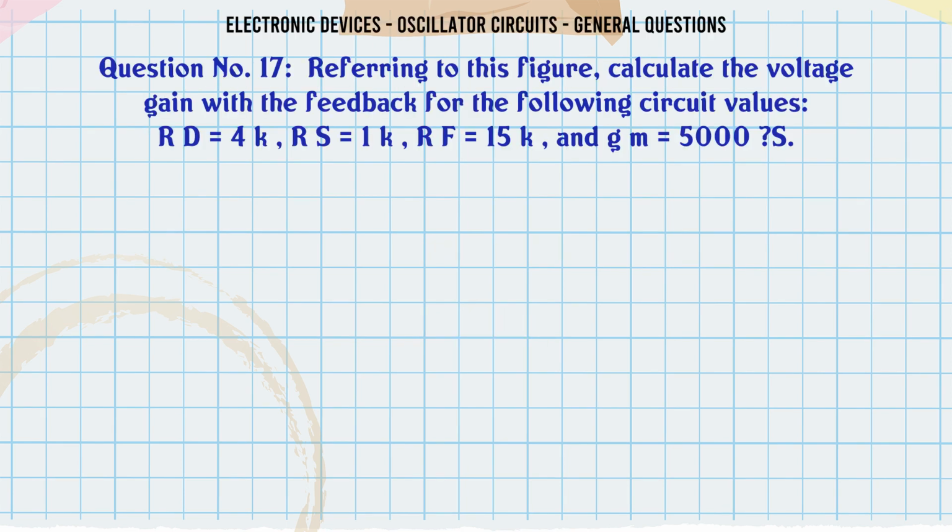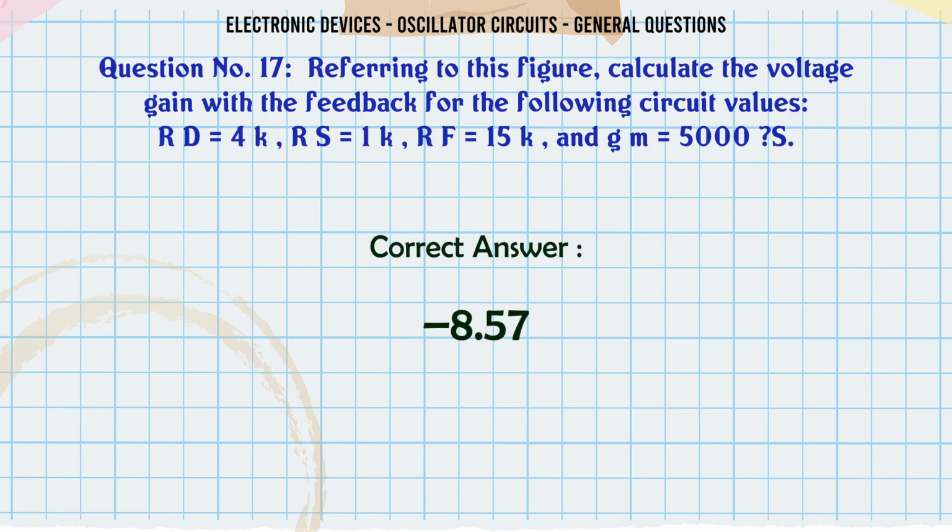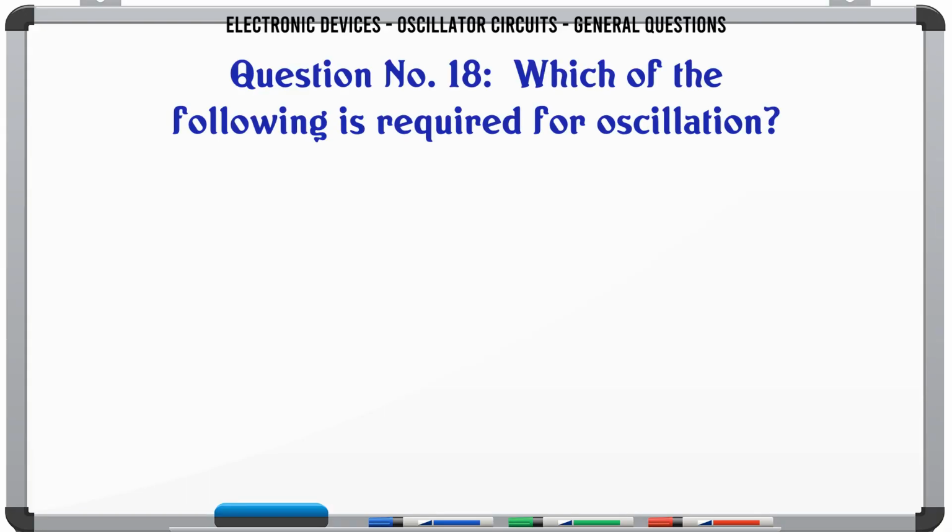Referring to this figure, calculate the voltage gain with the feedback for the following circuit values: RD 4k, RS 1k, RF 15k and gm 5000 µS. A: 11.2. B: 8.57. C: 6.75. D: 3.25. The correct answer is 8.57.